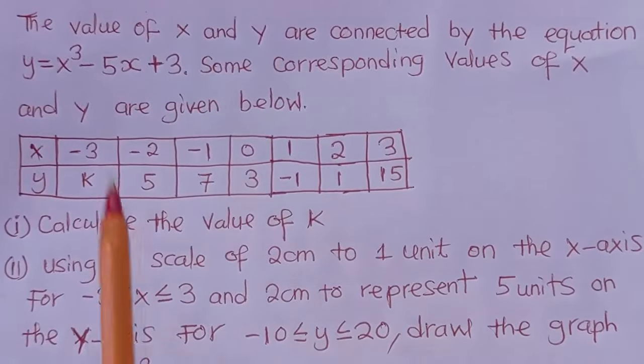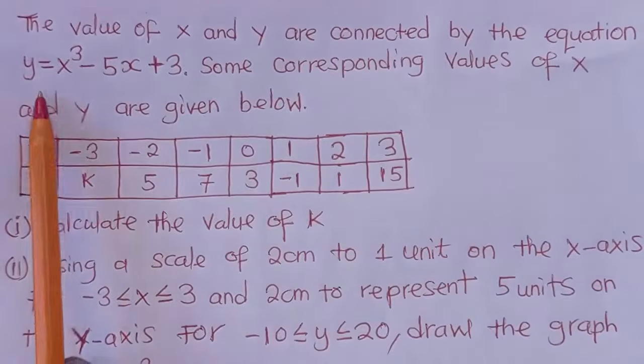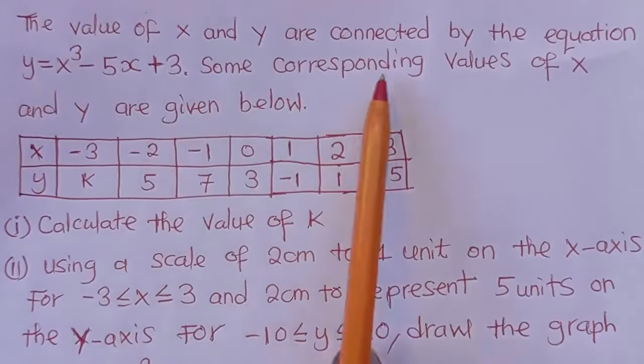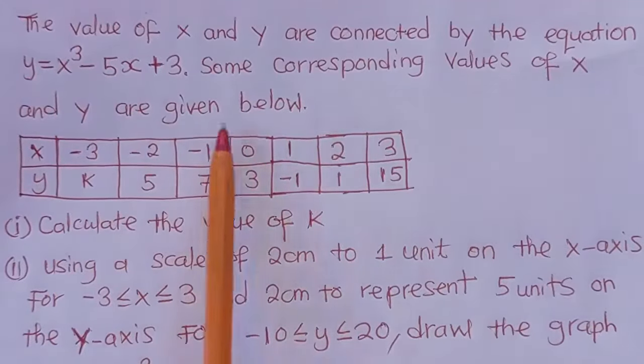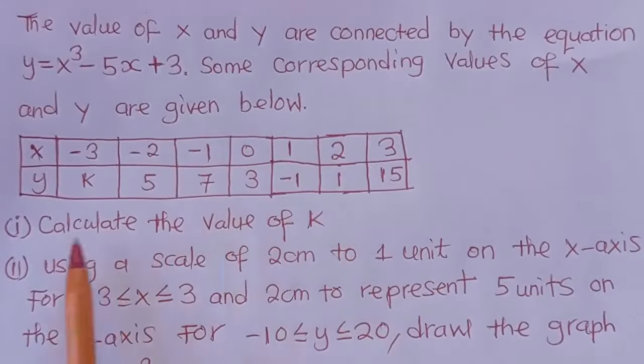The question is saying, the values of x and y are connected by the equation y is equal to x cubed minus 5x plus 3. Some corresponding values of x and y are given below. So this is a table of values. The first question here, calculate the value of k.